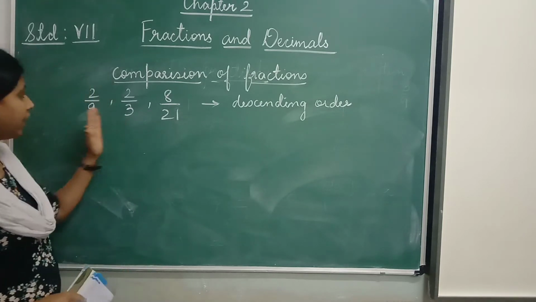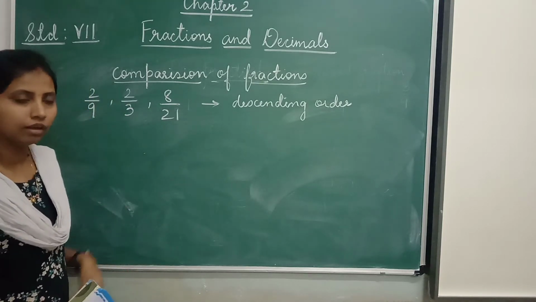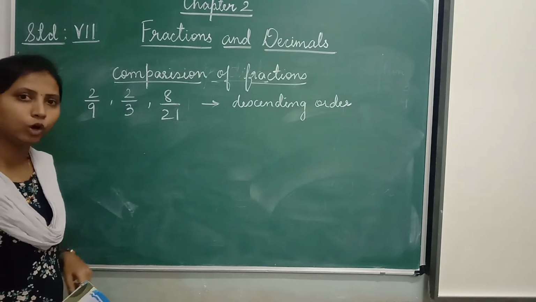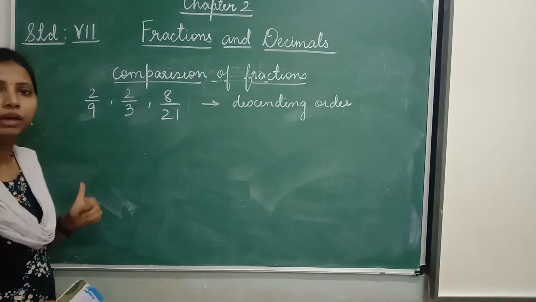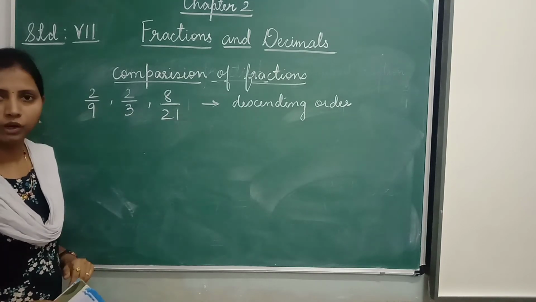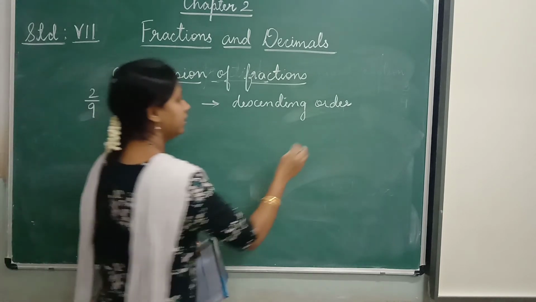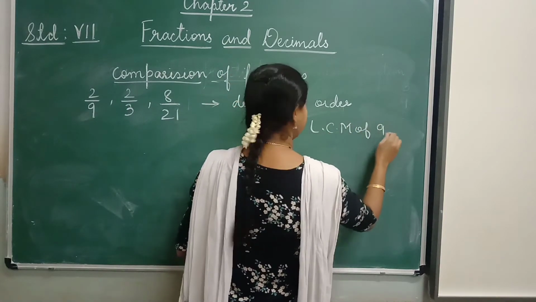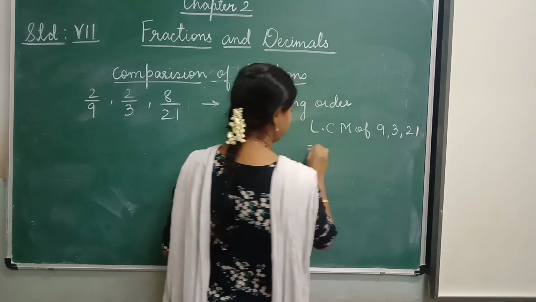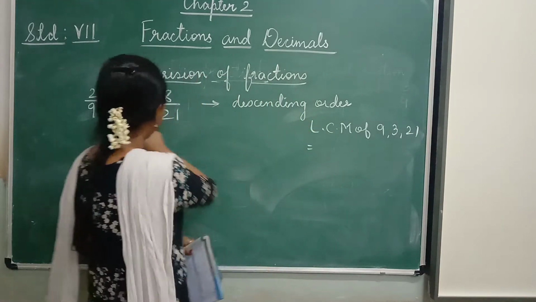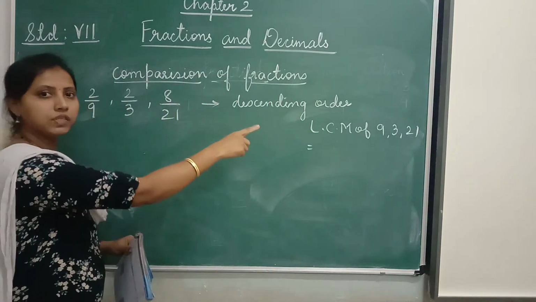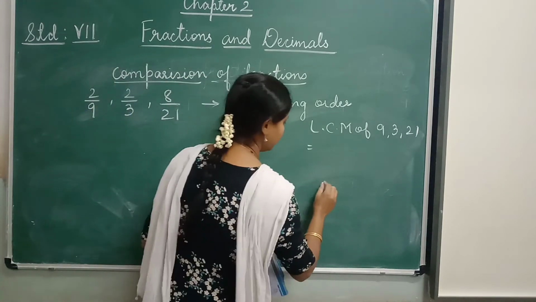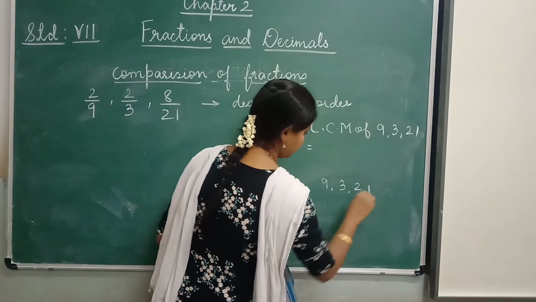Now to find out which one is bigger, we have to make the denominators equal. To make the denominators equal, what do we have to do? We have to take the LCM of the denominators. So take the LCM of 9, 3, 21. These are the denominators. Take the LCM of all those denominators.